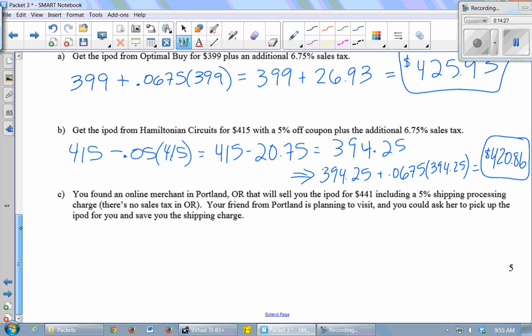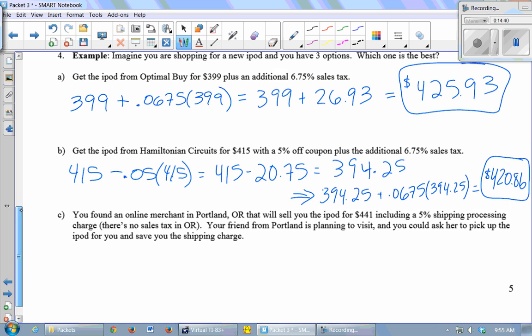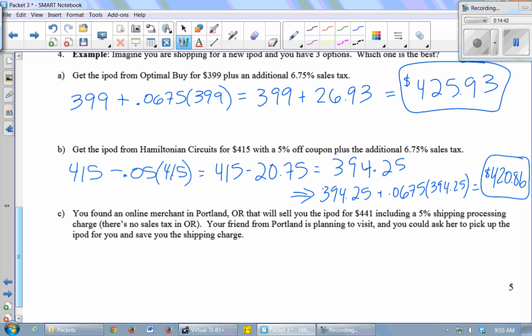Okay, so here's another one. The most complicated option is an online merchant that will sell it for $441, which includes shipping, right? So $441 is the highest price of the 3 already, right? $425.93, $420.86, and then $441. It's the highest price. But if you can get it without shipping, if you can have somebody go pick it up, maybe it would be more comparable to these two.